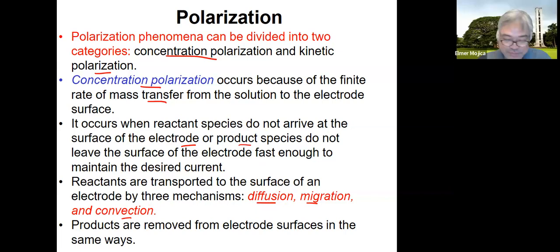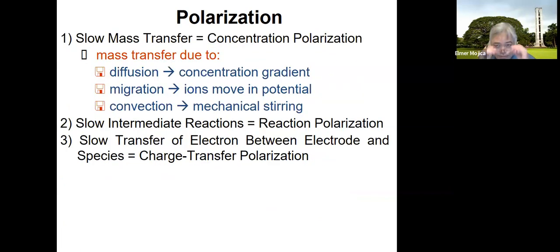You still know the difference between them, although I think I put the thing here on why this concentration polarization happened. Okay, so it's due to the slow mass transfer. Now this mass transfer could be what? Difference in the concentration, which is diffusion. Difference in the potential, which is migration, where ions move in a potential, or mechanical stirring, which is convection. Okay, so that's what happens in what we call concentration polarization.